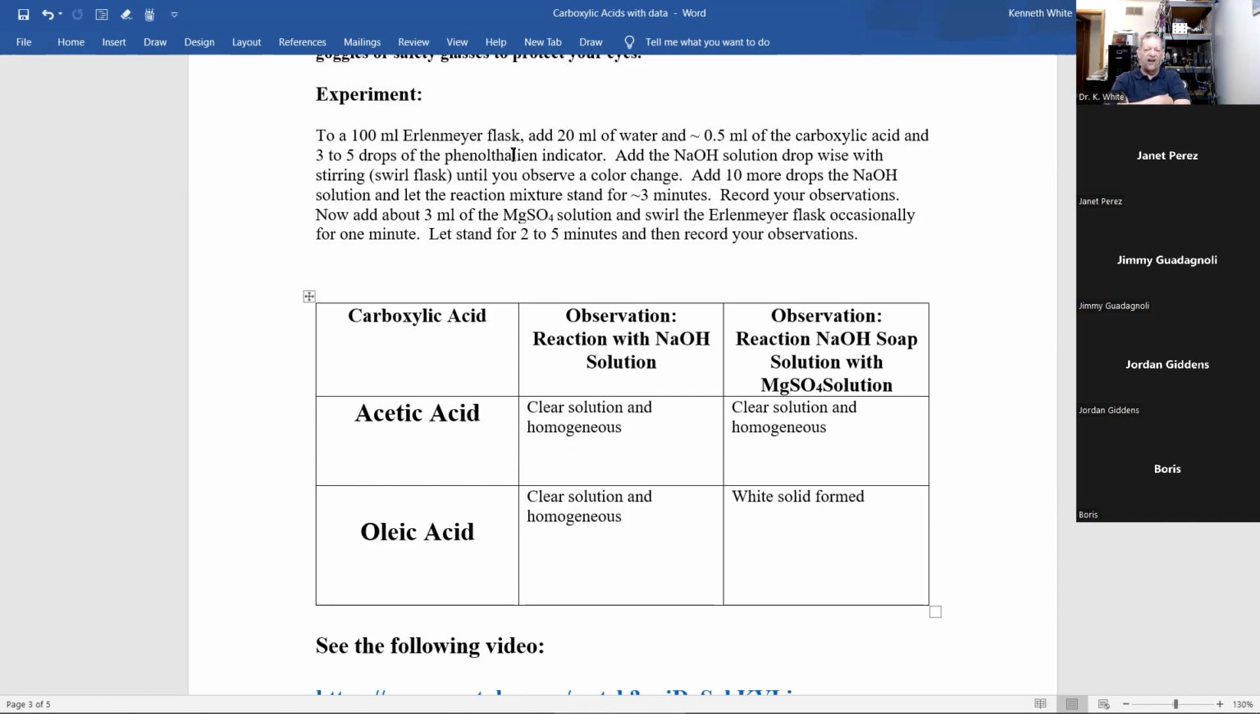This changes color. When it's acidic, it's clear. When it's basic, it turns a reddish purple color.